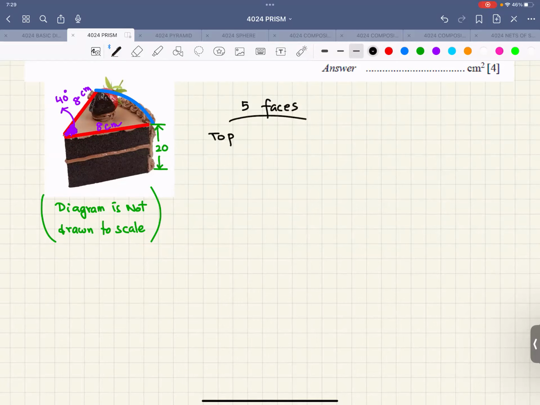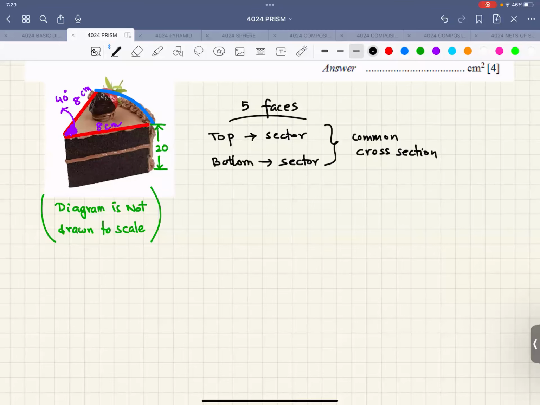The top is a sector. The bottom is naturally the same sector. This is the common cross section. Let me first write it down. Then there are 2 walls, rectangular walls. One wall left, let's call it left, and let's call it right.